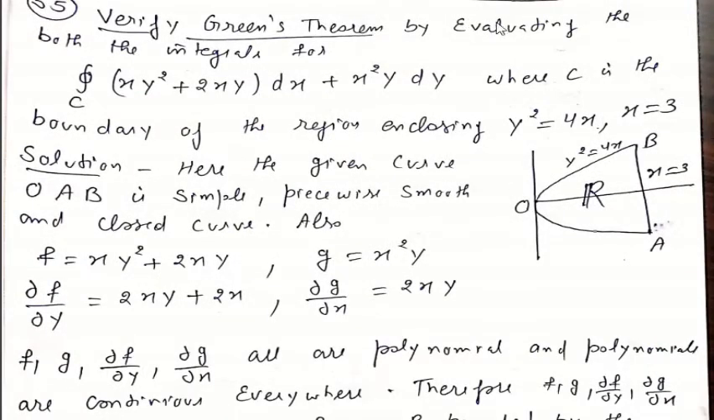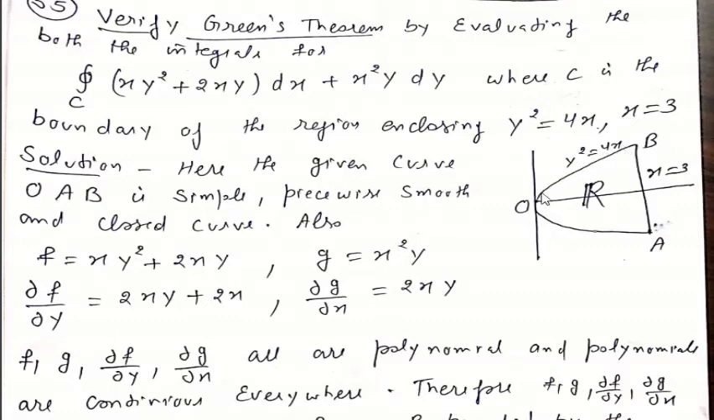So verify the Green's theorem for this integral, where C is the boundary of the region enclosed by this parabola. It is a right-handed parabola, it is this, and the line x equals 3 is this. If you see, this curve is what? Simple, it is not intersecting itself anywhere. Secondly, it is also closed, it has no open end. Third, it is piecewise smooth.